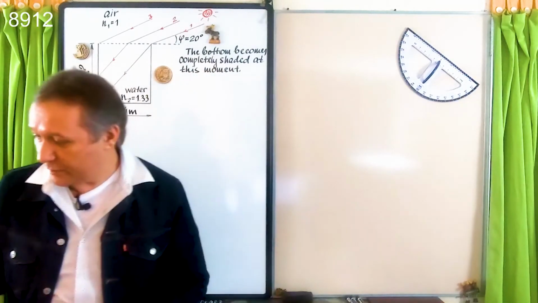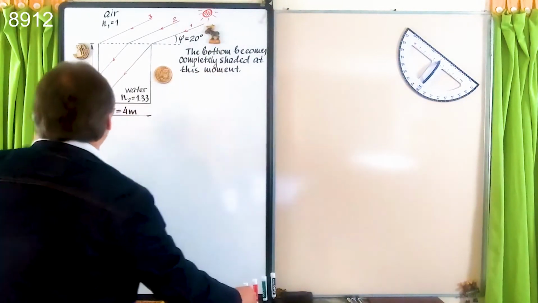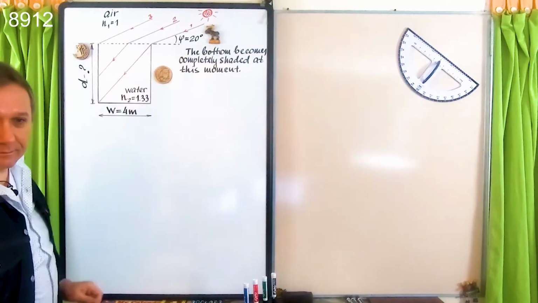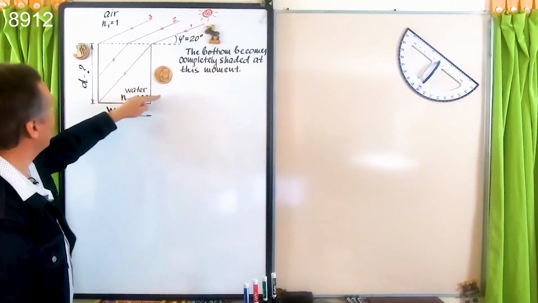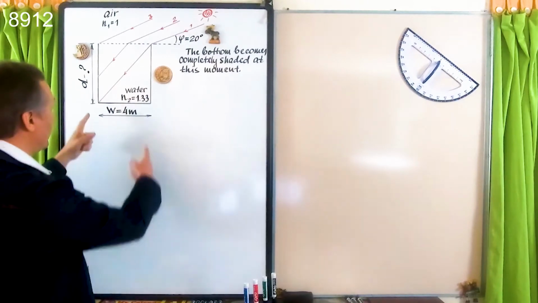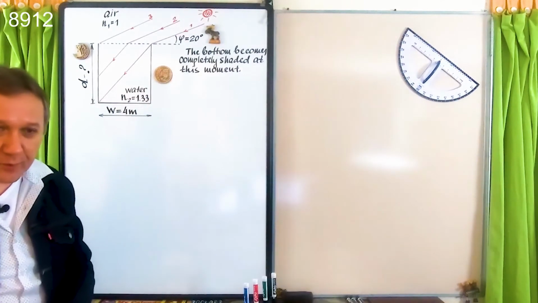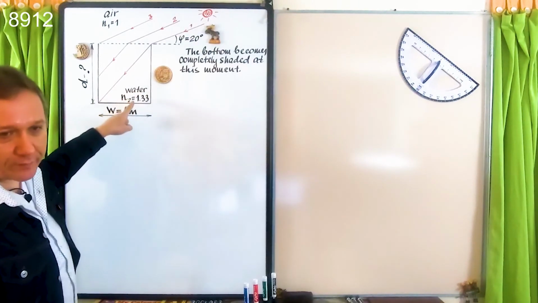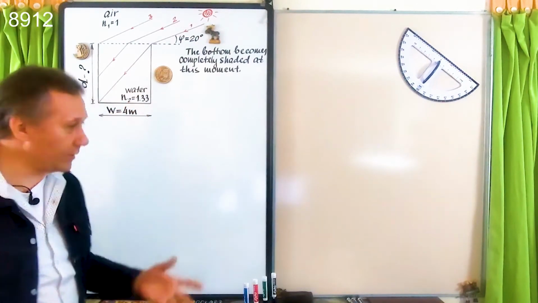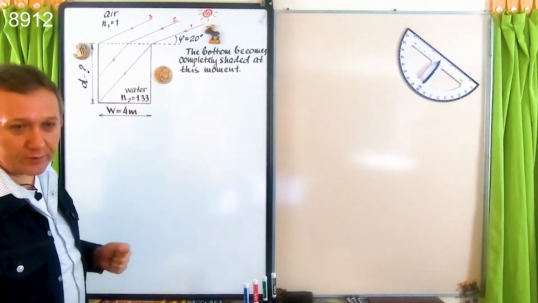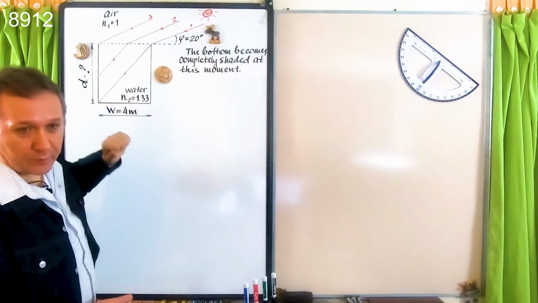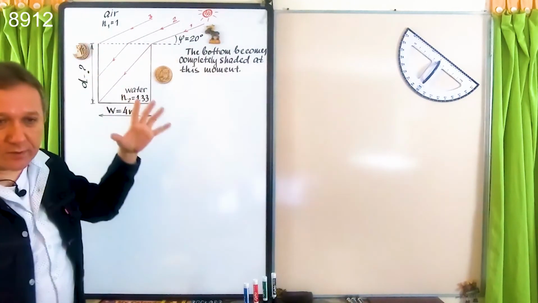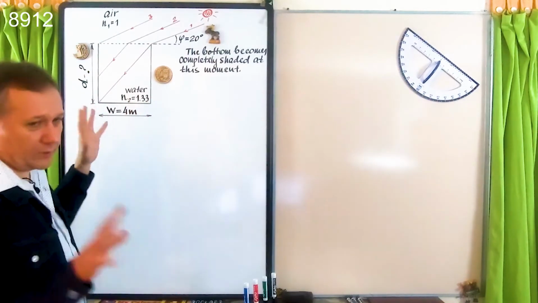So what do we have in this problem? A swimming pool. You see a cross section of a swimming pool. We know the width of the swimming pool, 4 meters. Of course it's filled with water, and the index of refraction we can easily get from the table: N2 equals 1.33. Here is air, of course, with an index of refraction close to 1, but we treat it as 1.